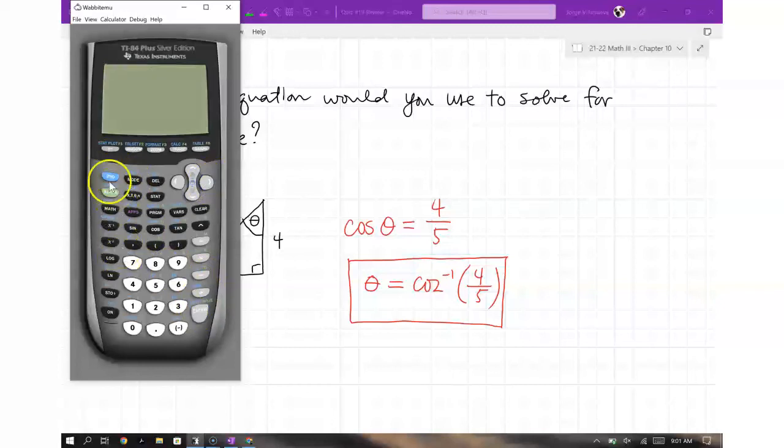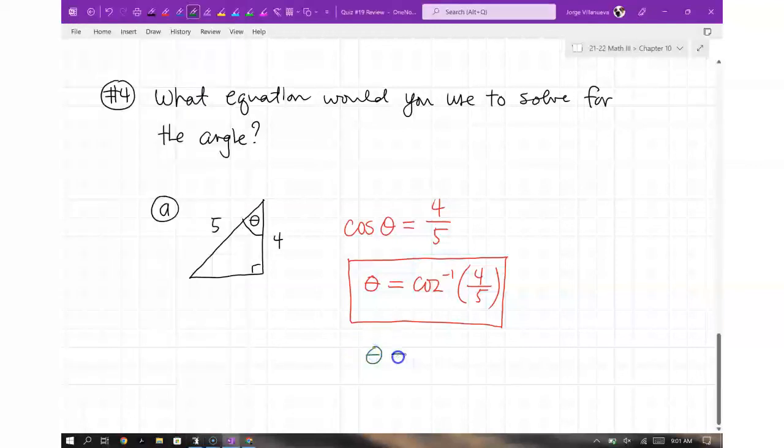So cosine inverse, so second cosine of 4/5 is equal to 36.9. Let's just put 36.9. So theta is equal to 36.9 degrees. Remember, you guys will have multiple choice options, so you don't have to worry about what I should round it to. They will already give you guys those options. So I'm just doing this so that we don't waste our time doing a whole other set of problems.